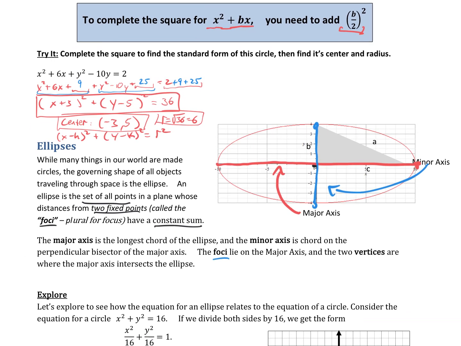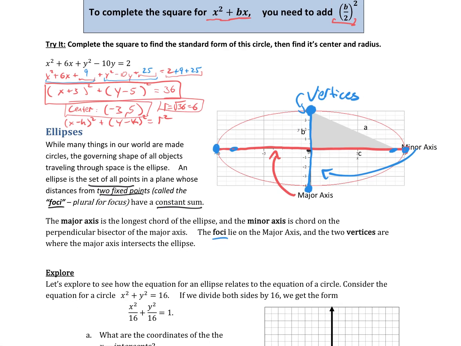All right, the foci lie on the major axis somewhere, and we're going to have to find those, okay? And there are two vertices on the major axis that intersect the ellipse. So these are called vertices. Vertices are the ends of this, the four ends of this ellipse there, okay?